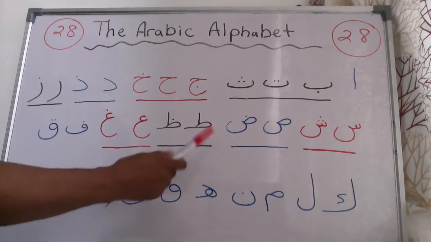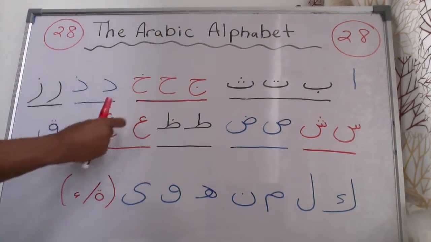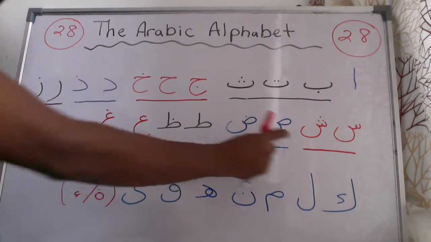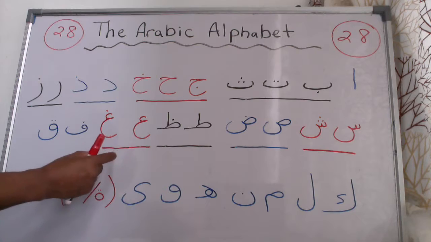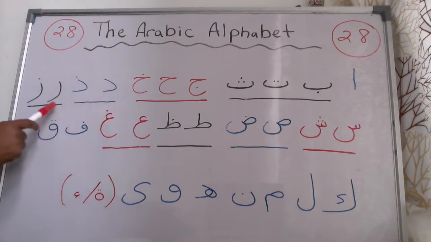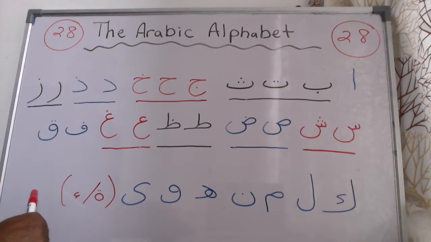So it's kind of easy to remember them in groups of ba, ta, and tha, jim, ha, kha, dal, dhal, ra, zay, sin, sheen, sad, dad, ta, dha, ain, and ghain. So we have 1, 2, 3, 4, 5, 6, 7, 8 different groups of letters that have identical shapes, but the differences are the dots. And that's it for this lesson. See you in the next episode.